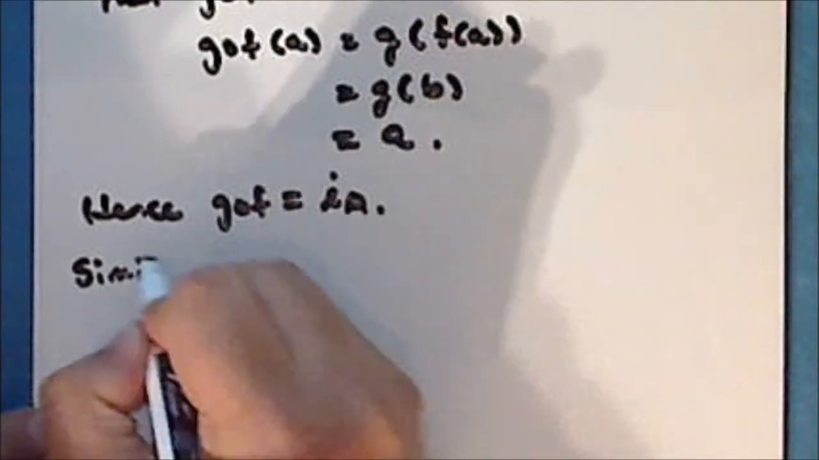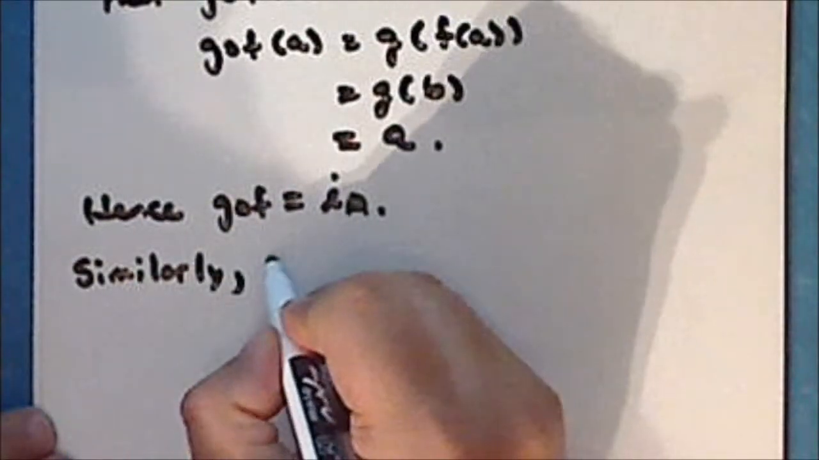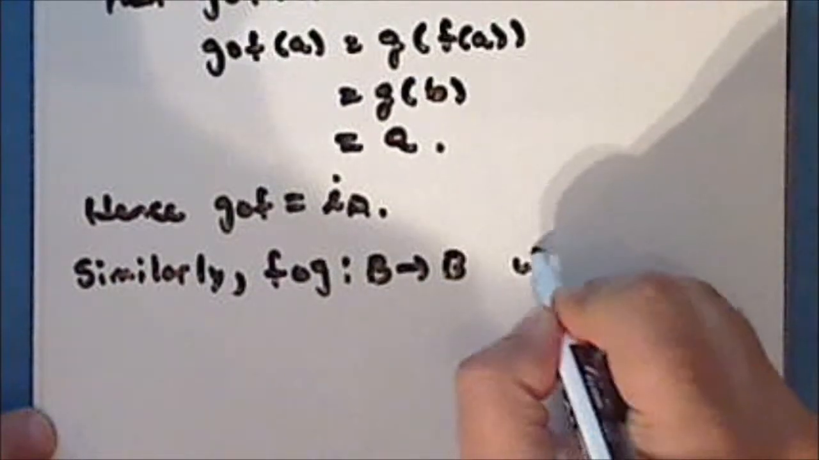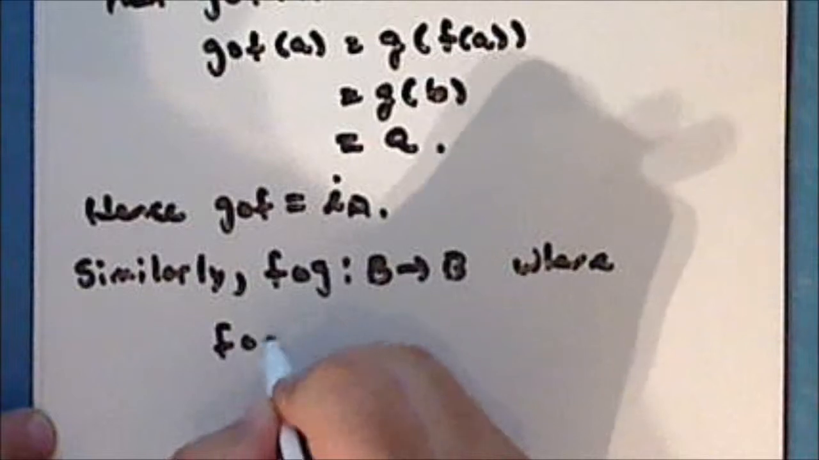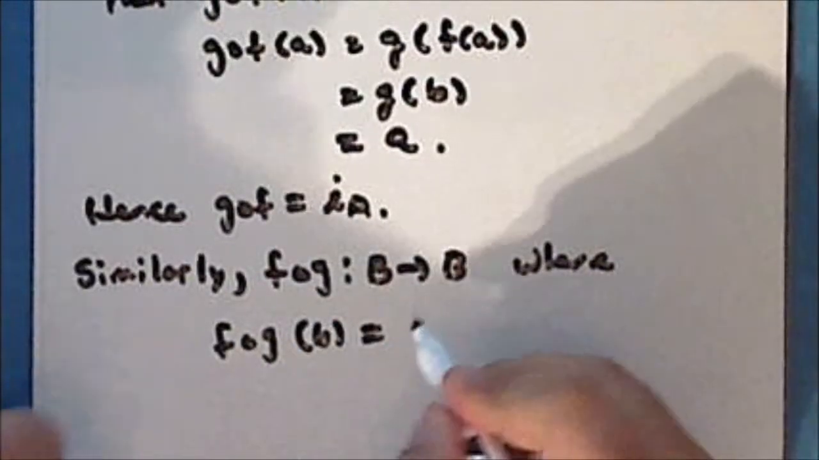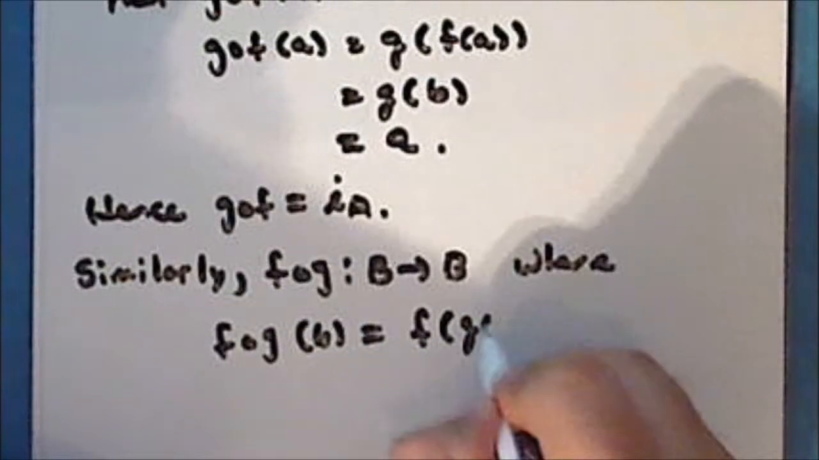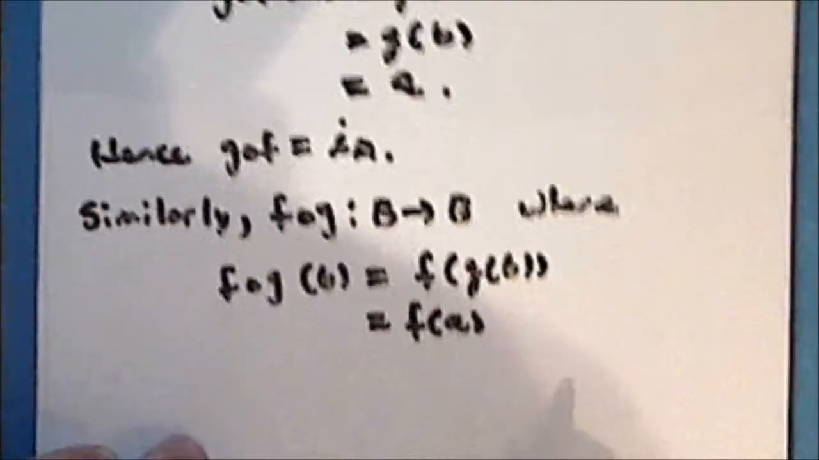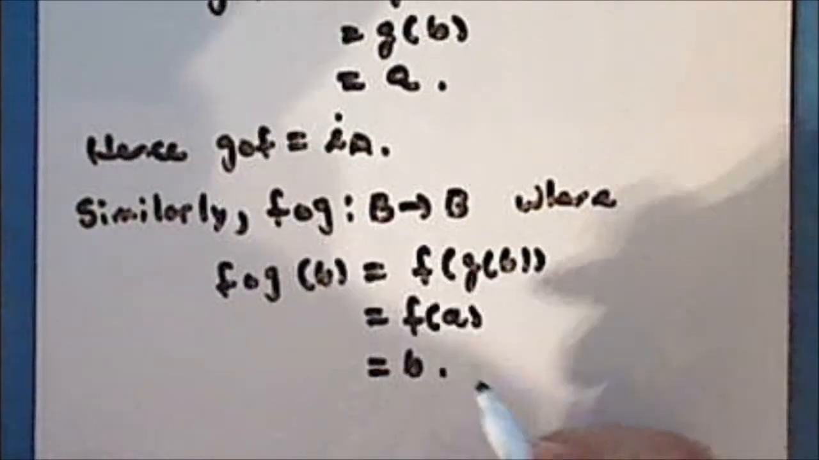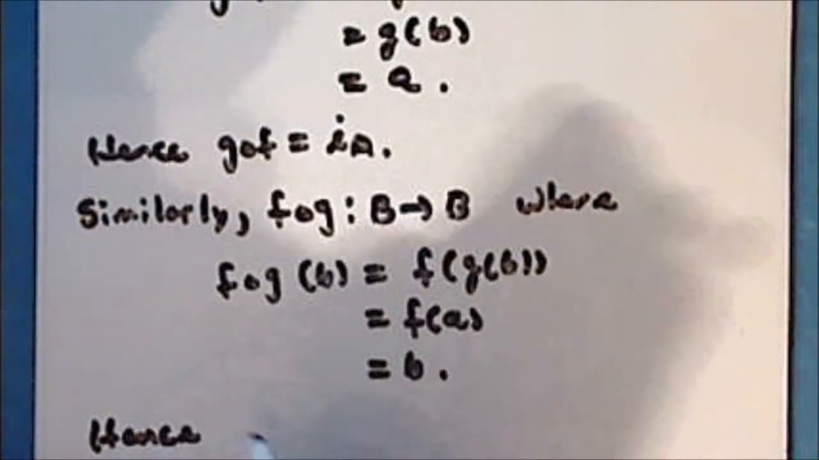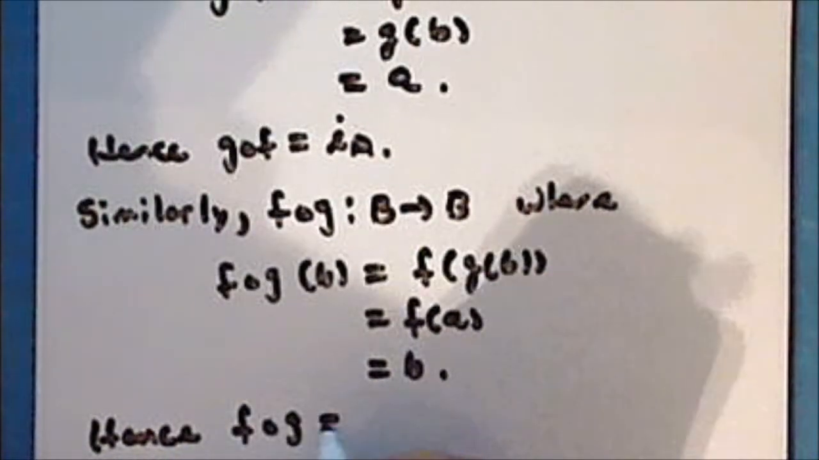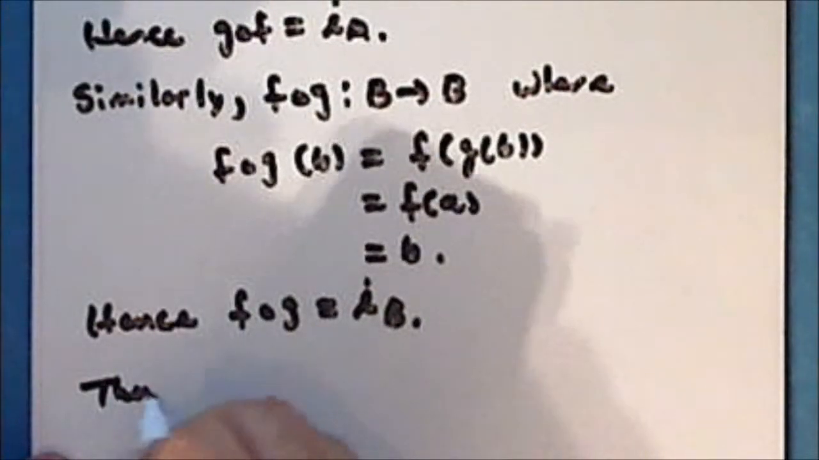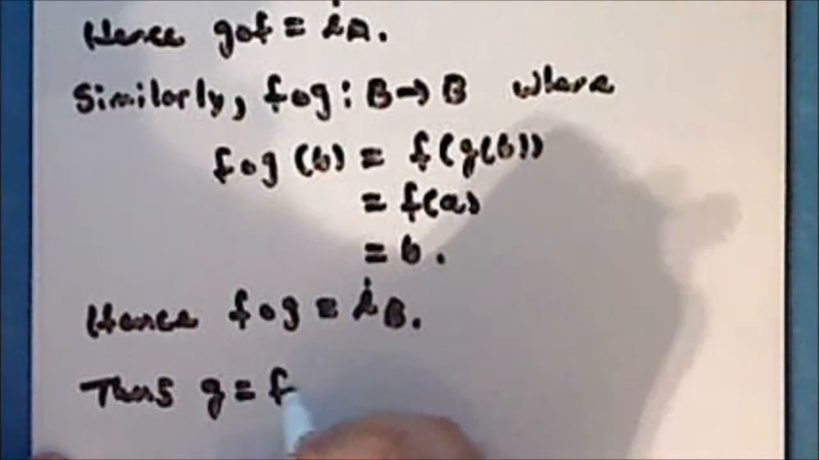Similarly, the composition f of g is a map from the set B into the set B, where f of g of b is f of the element g of b, where g of b is a, and so this is f of a, and f of a is the element b, and hence the composition f of g is the identity function on the set B, and thus the function g is the inverse of f.